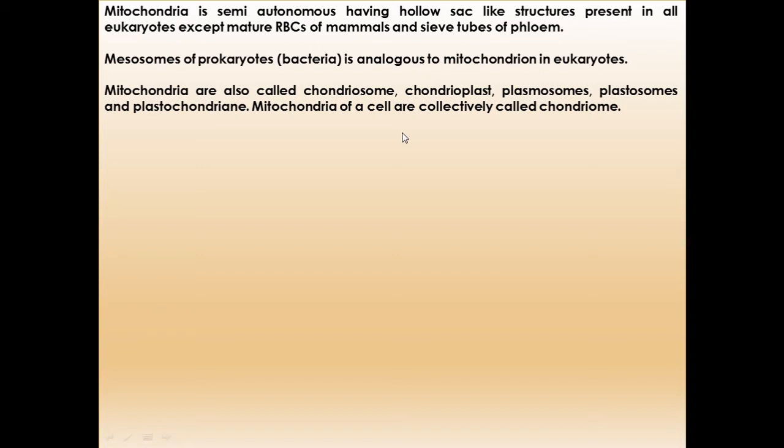There are many names for mitochondria, like chondriosomes, chondroplast, plasmosomes, plastosomes and plastochondrion. Collectively, mitochondria are known as chondriome. Don't confuse chondriome with chondriosome. When a single mitochondrion is there, it is known as chondriosome, and when a group of mitochondria are there, they are collectively known as chondriome.